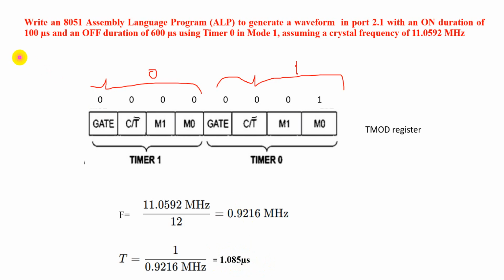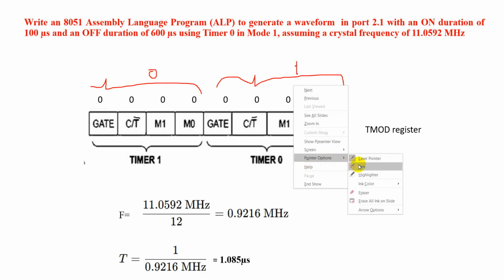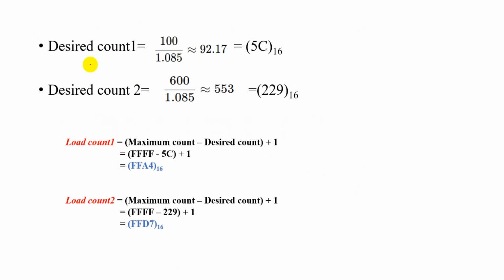In our case the on period is 100 microseconds and the off period is 600 microseconds. For the on period, the desired count: the on period time is 100 microseconds, so 100 microseconds divided by 1.085 microseconds gives 92.17, and the corresponding hex value is 5C.